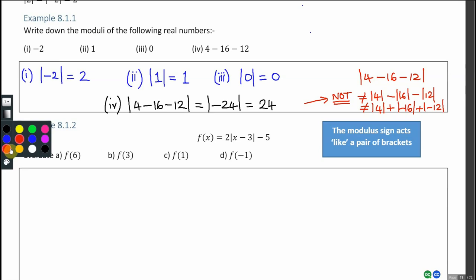So if you want to, you could rewrite f of x as the modulus of 2x take away 6, take away 5. I mean, there's no need to, but that would be the same as with the 2 in front of the modulus. So please have a go at these before you see the solutions. So pause the video now and have a go.